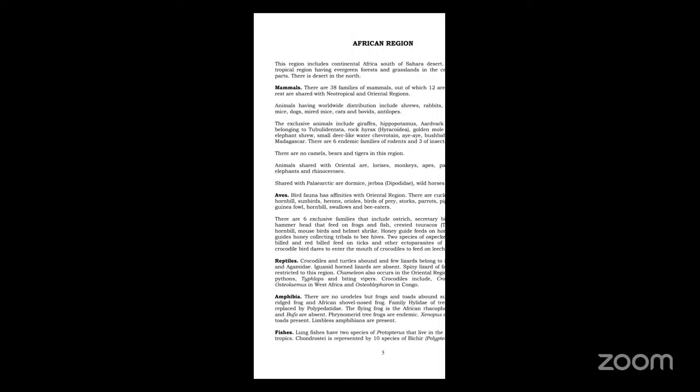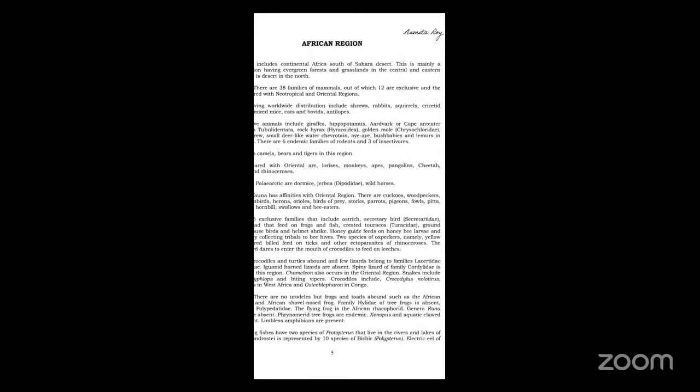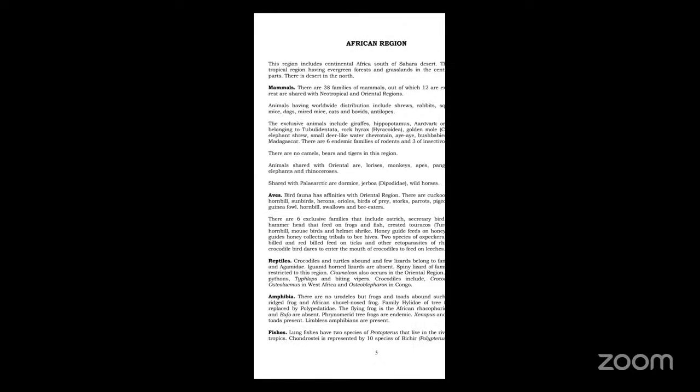Then the snakes include pythons, diplops, and biting vipers, and crocodiles like Crocodylus. Then you have Osteolaemus in West Africa and Osteolaemus in the Congo. So these are some of the reptiles that you find in the African region.